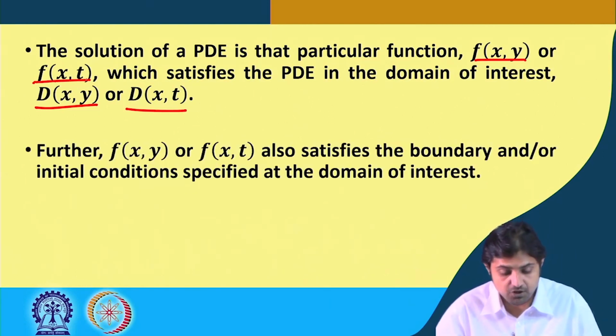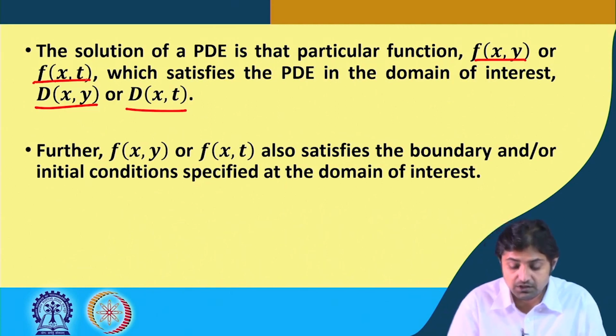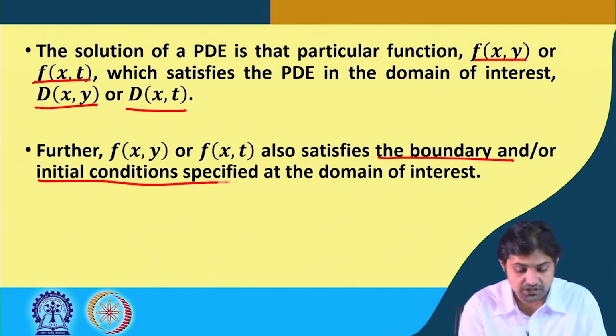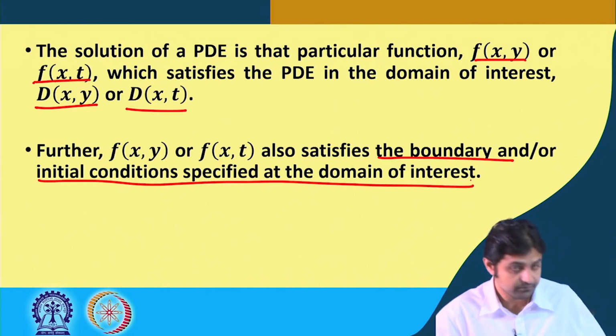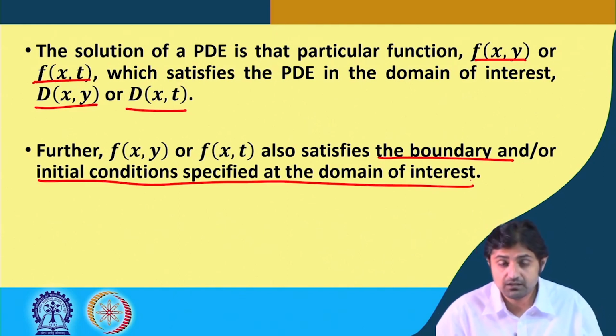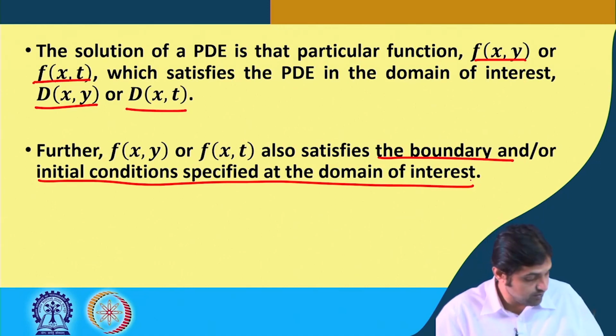Further, f of x comma y or f of x comma t, these are 2 different types of partial differential equations. They also satisfy the boundary and or initial conditions specified in the domain of interest. So they must be satisfied at all places in the domain or at all times for which the calculation is being done.